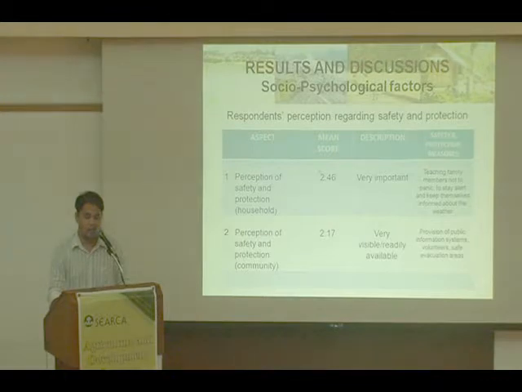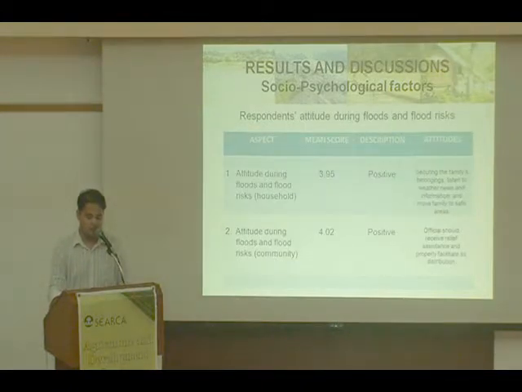And then of course they also said that when there are such forms of disasters or calamities, there are volunteers, considering that these barangays are very familistic. They would normally resort to helping the members of their immediate family. And then of course there are also safe evacuation areas, and predominantly these are the schools, the churches, and the health centers. In terms of attitude during floods and flood risk in the household, they also manifested a positive attitude. And this included securing the family's belongings, listening to weather news and information, and of course, moving members of the family to safe areas.